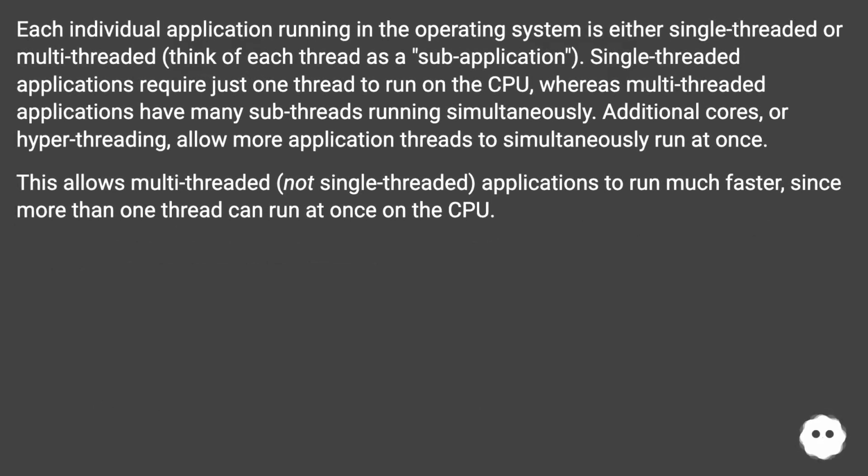Each individual application running in the operating system is either single-threaded or multi-threaded. Think of each thread as a sub-application. Single-threaded applications require just one thread to run on the CPU, whereas multi-threaded applications have many sub-threads running simultaneously. Additional cores, or hyper-threading, allow more application threads to run at once. This allows multi-threaded, not single-threaded, applications to run much faster, since more than one thread can run at once on the CPU.